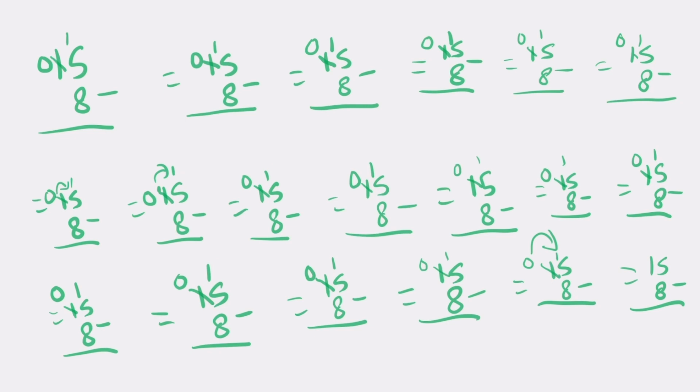Now, you can't take away an 8 from 5, so we need to put the 1 there and make this a 0, and that would be 15 minus 8. Again, you can't do 5 minus 8, so you need to carry the 1, make that a 0, and that would leave you with 15 minus 8.